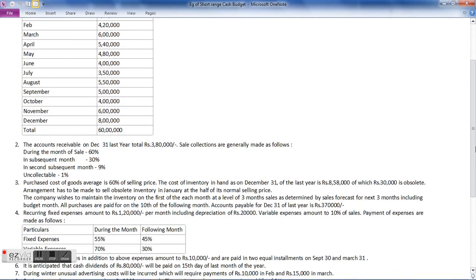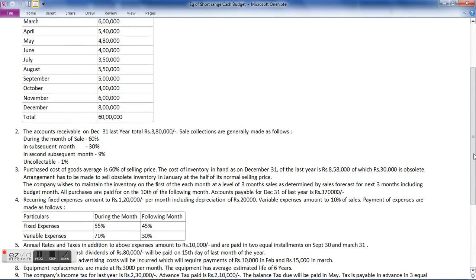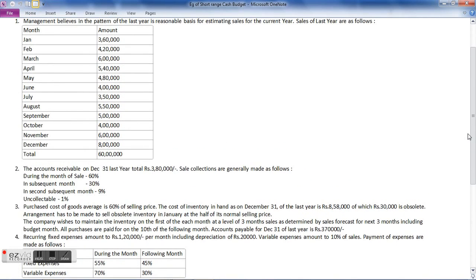Okay, then second, the accounts receivable on December 31st last year totaled rupees 3,80,000. Sales collections are generally made as follows: during the month of sale 60%, in the subsequent month 30%, in the second subsequent month 9%, and uncollectible 1%. Okay, so this is how the debtors' collections are being made, that is, receipts from the debtors.